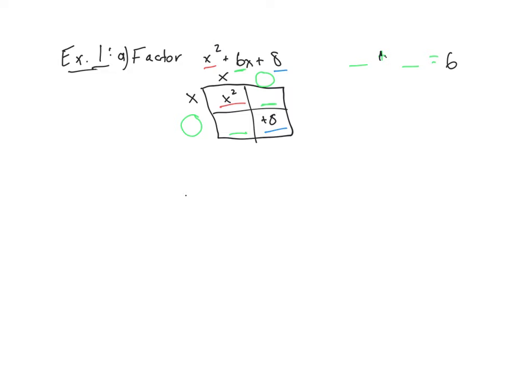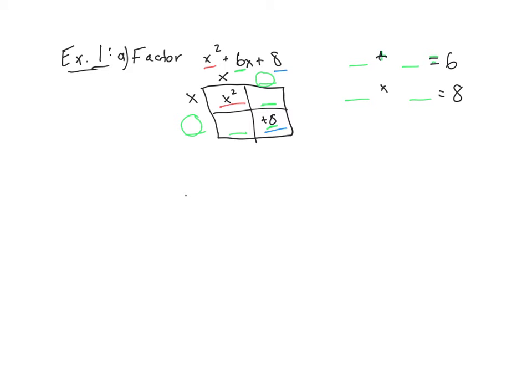And those same two numbers, when I multiply them, those two green numbers need to multiply to 8, right? Because this times this needs to make this over here. So when I multiply those two numbers together, I need to get 8. So I need two numbers that when I add them together, I get 6, and when I multiply them together, I get 8.